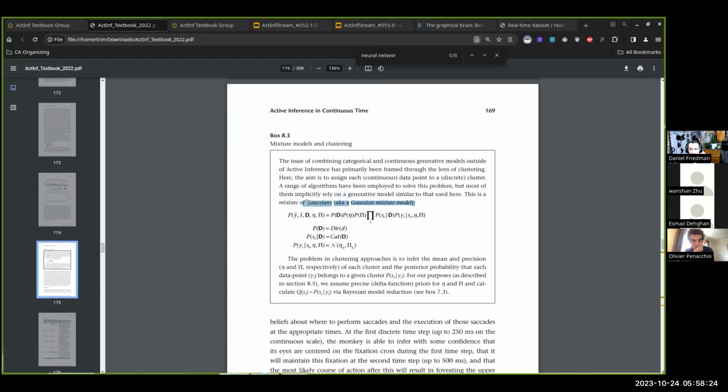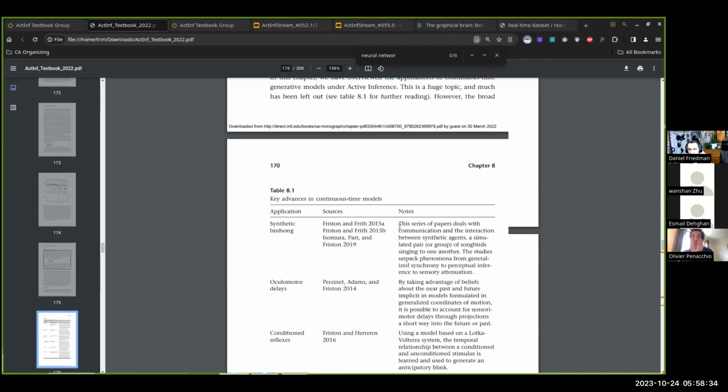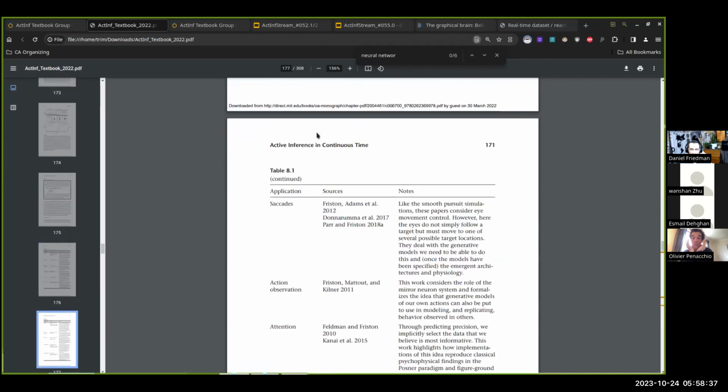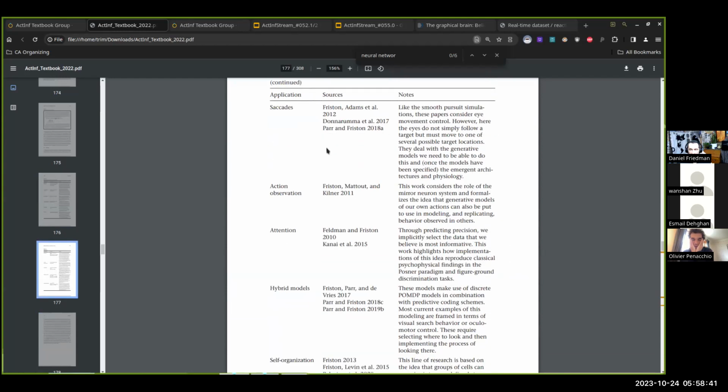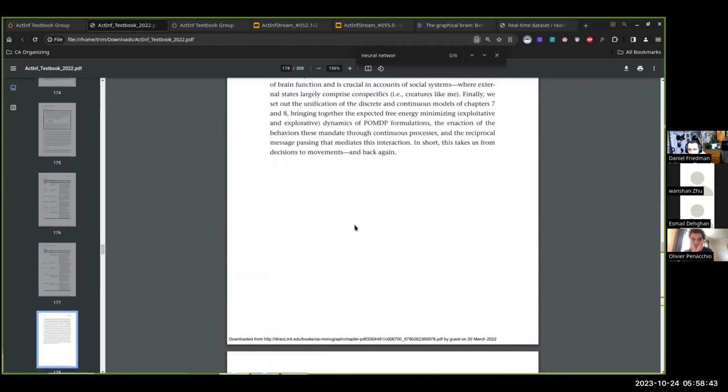Gaussian mixture model, a big topic here about iterative clustering, kind of like k-means clustering. And then they review 10 or 12 continuous time settings.